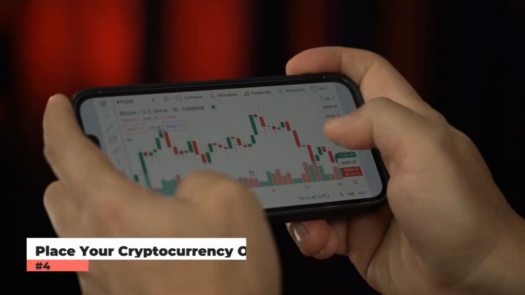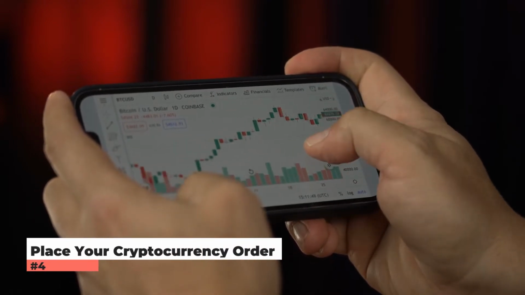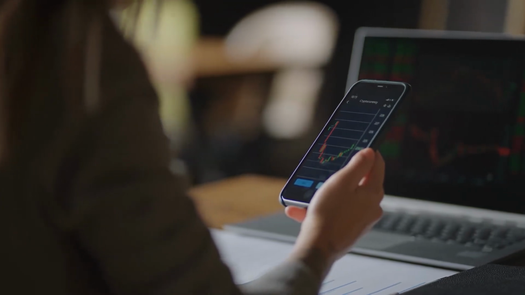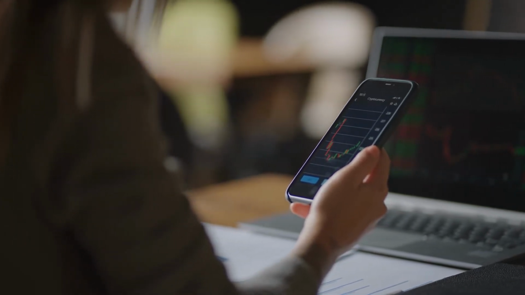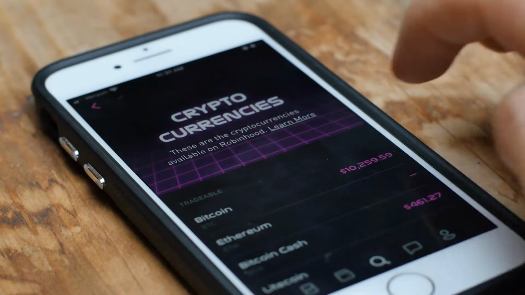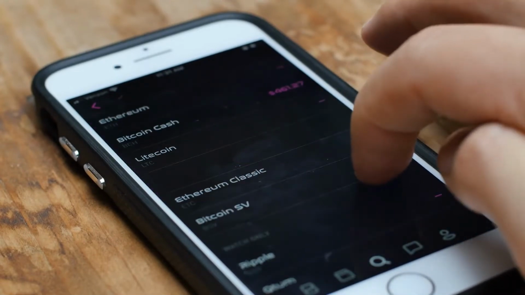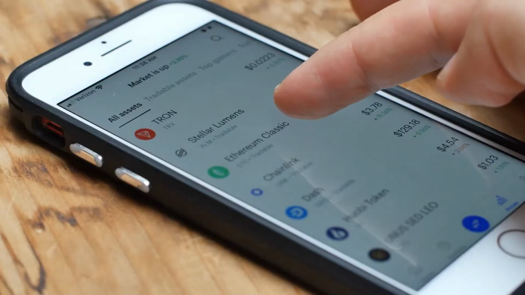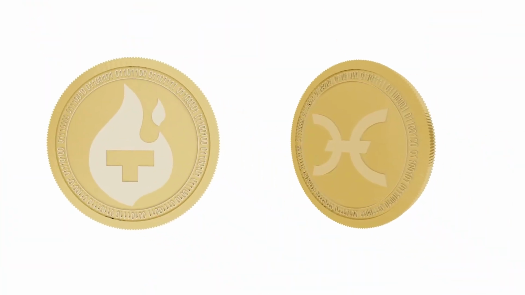At this point, you should now be able to place your first cryptocurrency order. You're ready to place your first cryptocurrency order once your deposited funds are available in your account. There are hundreds of cryptocurrencies to choose from, including well-known names like Bitcoin and Ethereum, as well as more obscure coins like Theta Fuel and Holo.